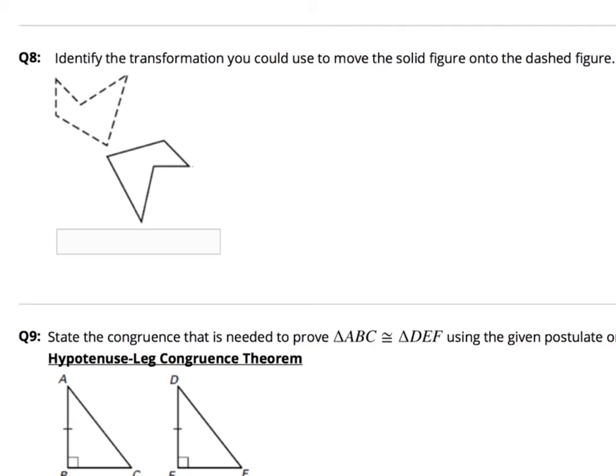Question number 8, just like the previous question, we are going from the solid figure to the dotted figure. So again, your choices are reflection, a translation, which is just a slide, remember, or a rotation, which is where it's turned, okay? So one of those three.